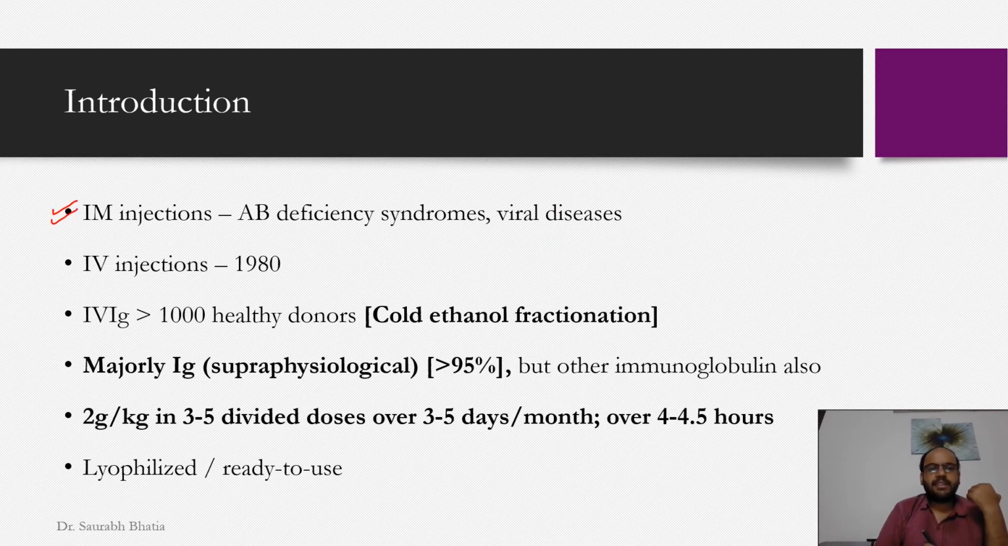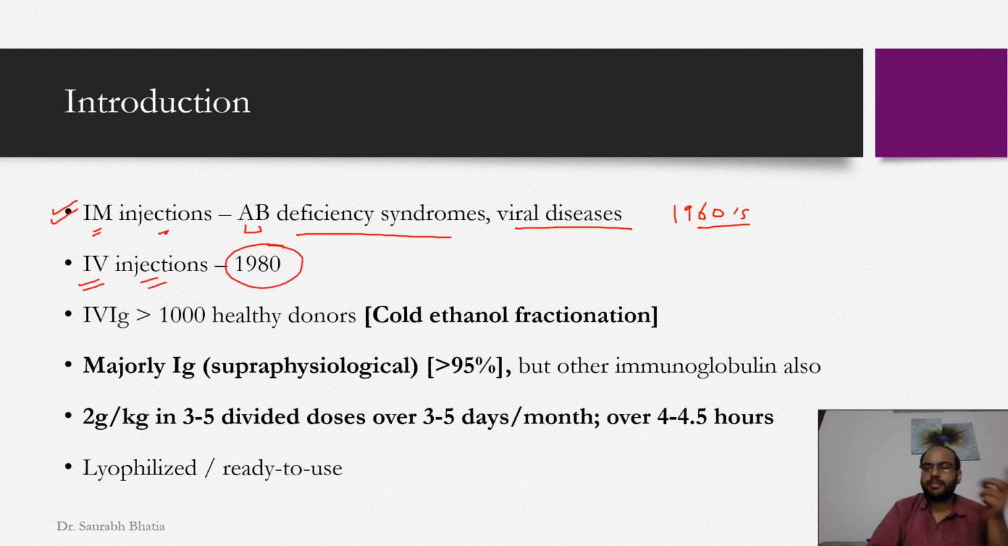Now, IVIg started as intramuscular injections predominantly in antibody deficiency syndromes and some viral diseases. So that's how it was started, I think around the 1960s. So in the 1960s it started as intramuscular injections first. In the 1980s, you started having IV formulations. That means initially it was intramuscular, then the formulations became intravenous.